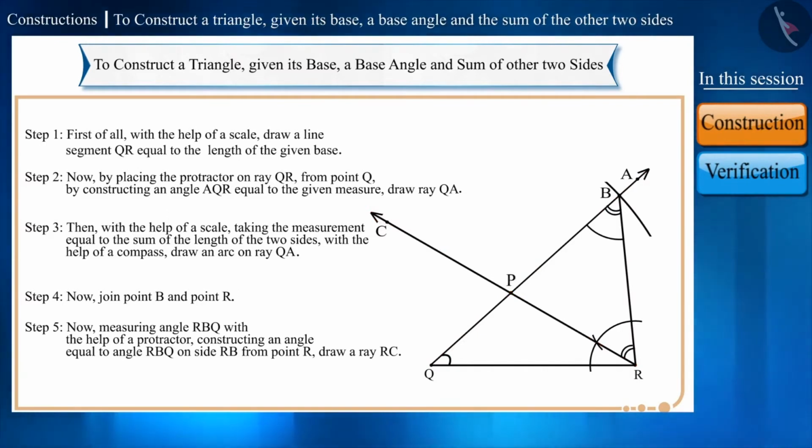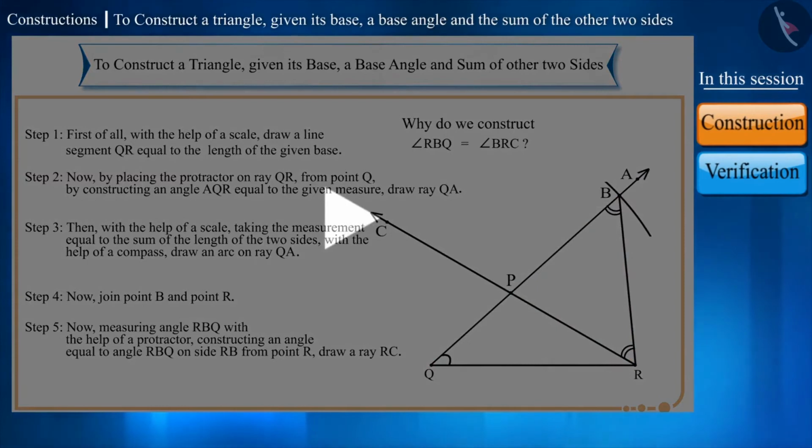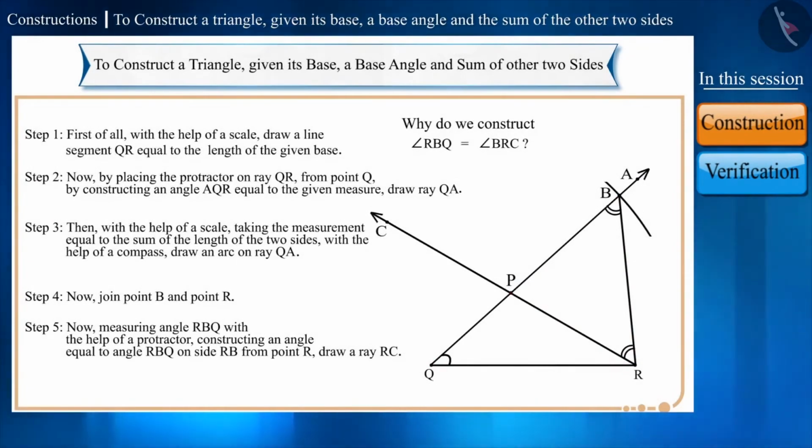Friends, pause the video and think, why do we construct angle RBQ equal to angle BRC? We need side PR equal to side PB. Therefore, we construct the isosceles triangle for which two angles need to be equal. Hence, in the constructed figure, triangle PQR is the required triangle which we wanted to construct.